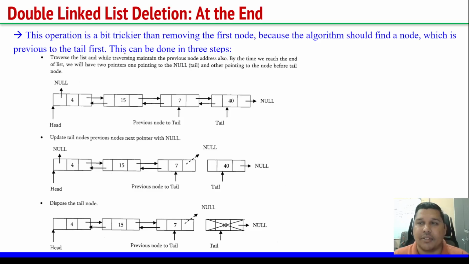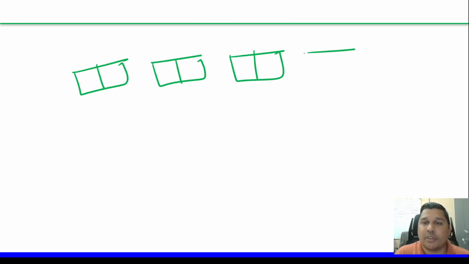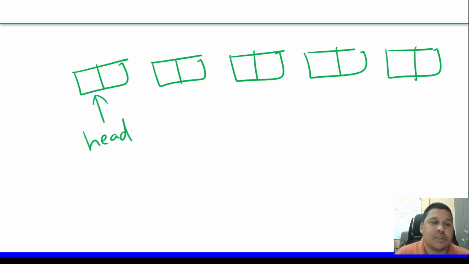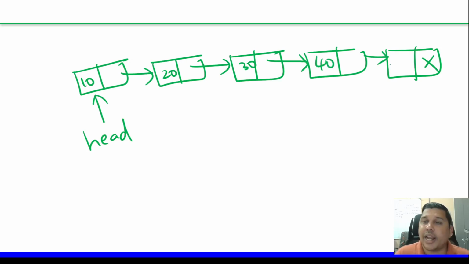Before that, as we are learning in this process, we will first see how we delete in a single linked list. So, this is my single linked list. This is my head pointer. This is null. I have elements 10, 20, 30, 40 and 50. Let the positions be 1, 2, 3, 4, 5.